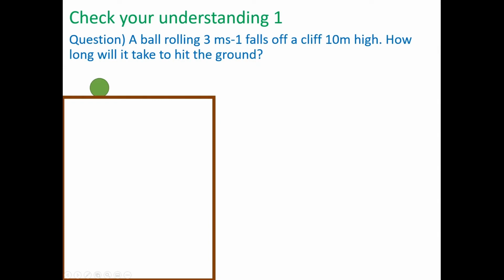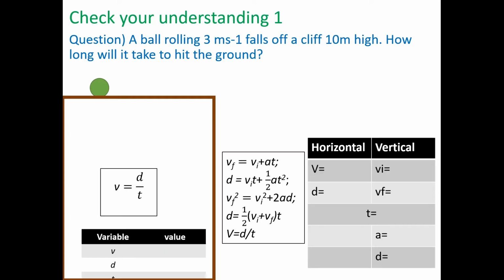So now it's time to check your understanding. In this question, we have a ball that is rolling horizontally with a velocity of 3 meters per second. This ball falls off of a cliff 10 meters high. How long will it take to hit the ground? Well, just to give you a little bit of a starting point, it is strongly advised that you use a table like this to fill in your horizontal and your vertical known values. Pause the video here and take as long as you need to find your answer to the question.